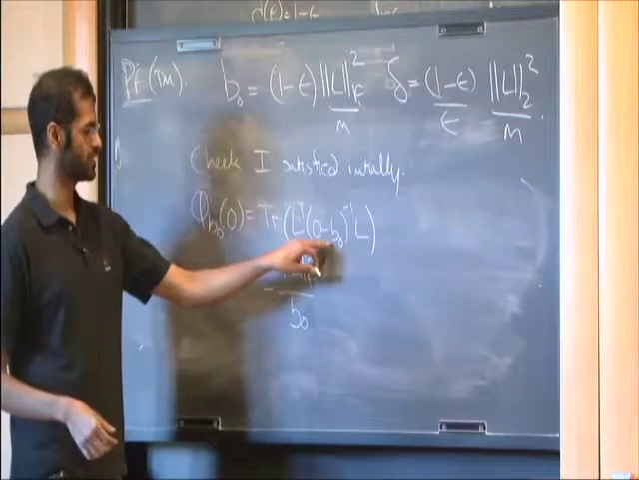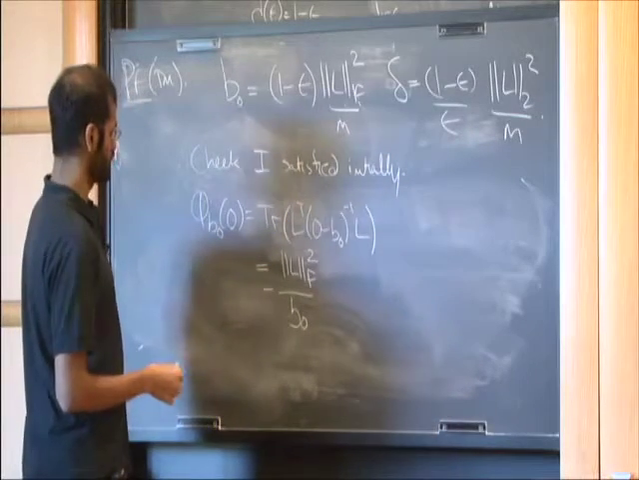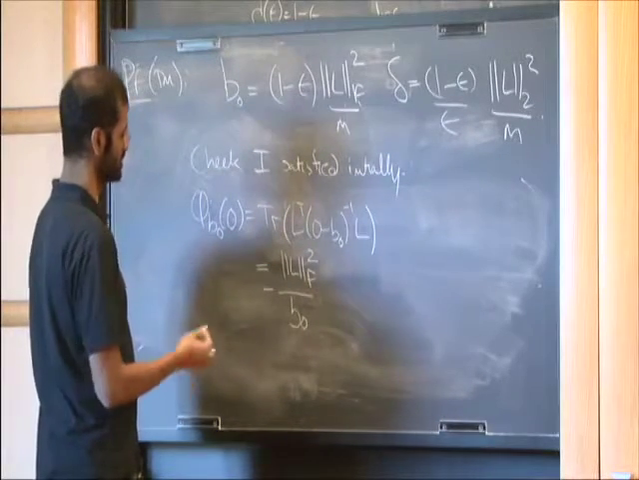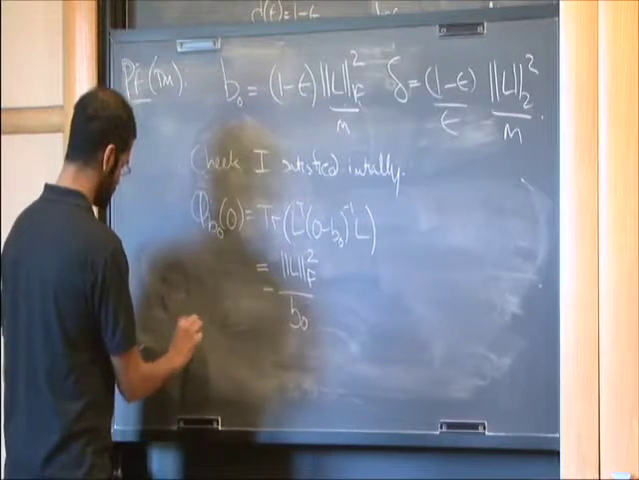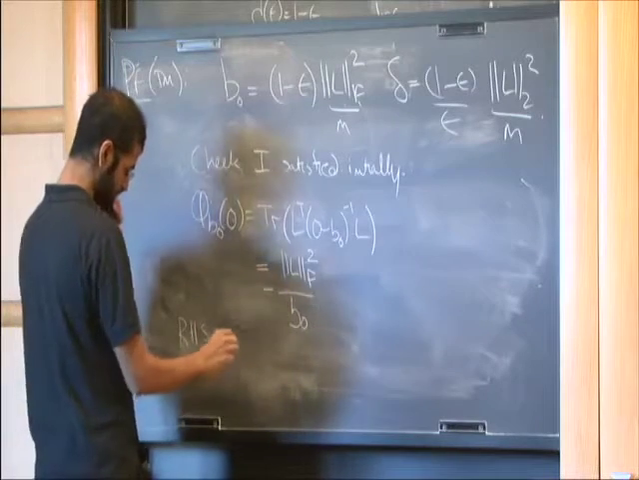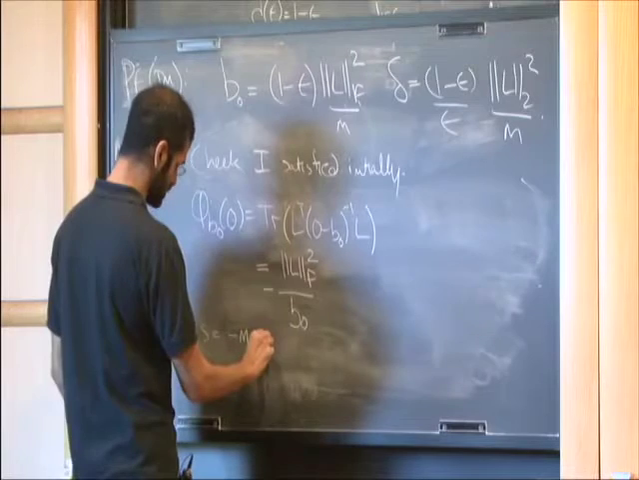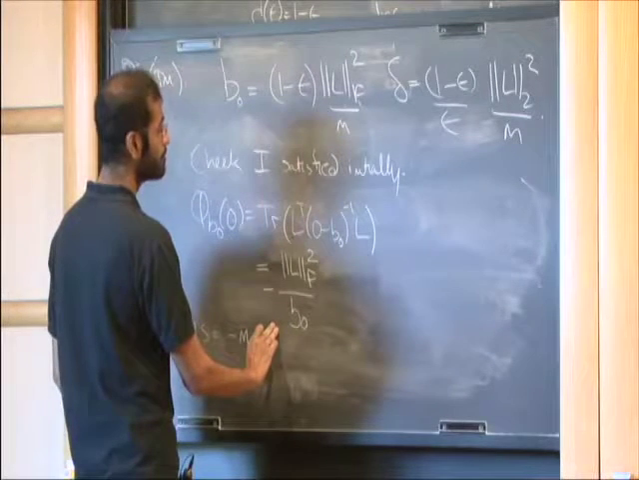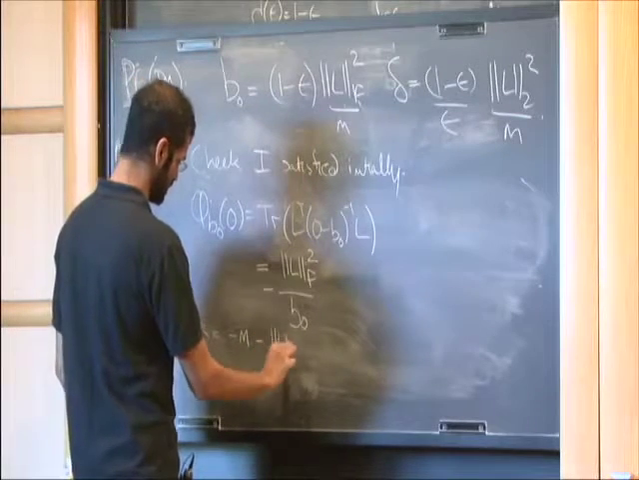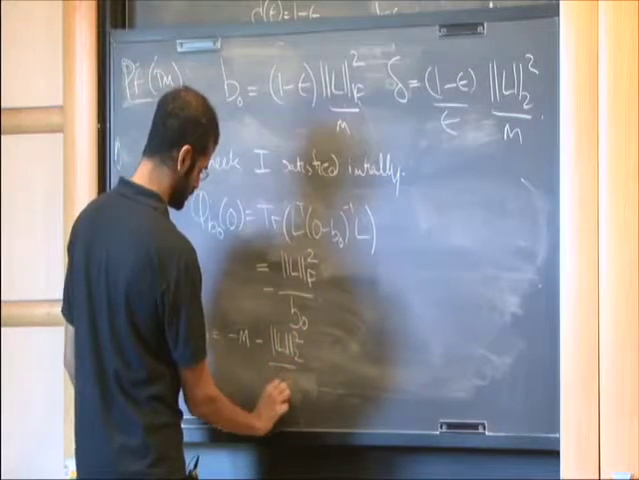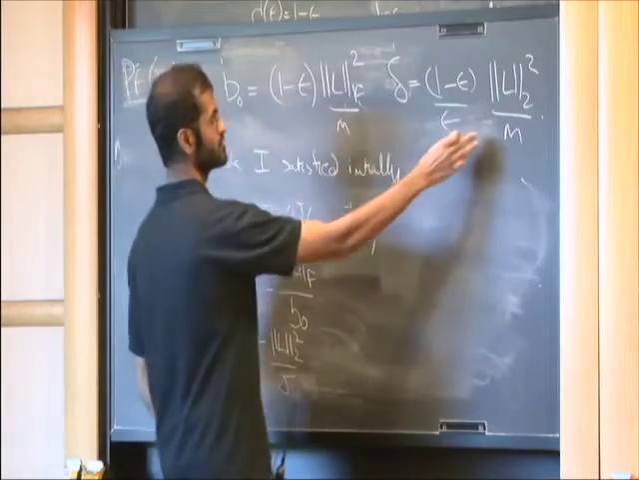This thing is minus b naught minus 1 over b naught times the identity. Okay, so now I need to check that 1 is satisfied. So this is what the left hand side is equal to. The right hand side is equal to minus m minus, what is this? L2 squared over delta. Now delta is equal to this, right?